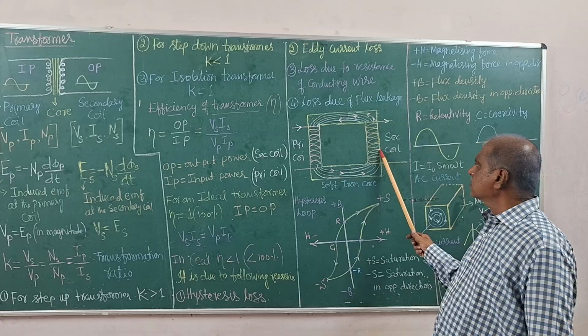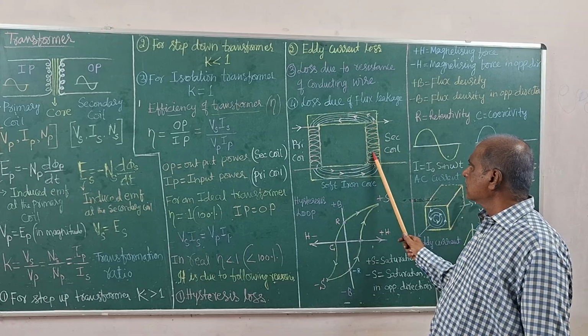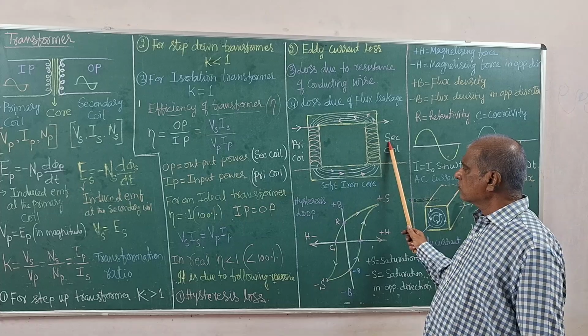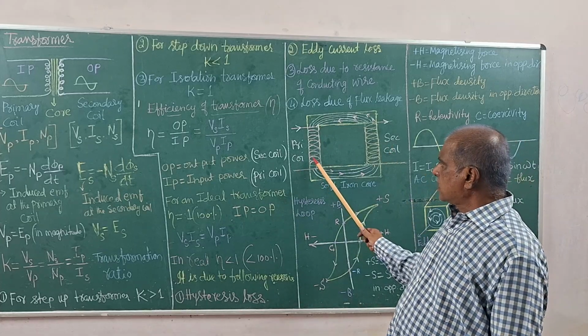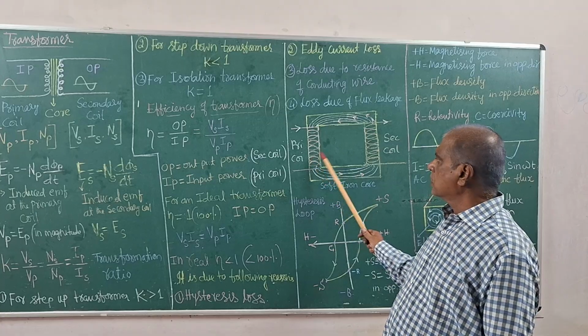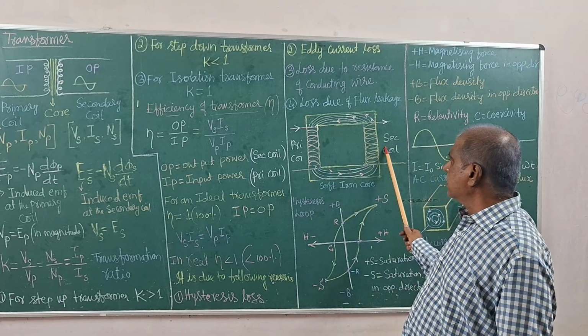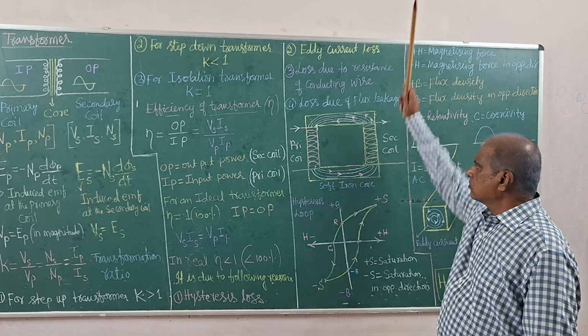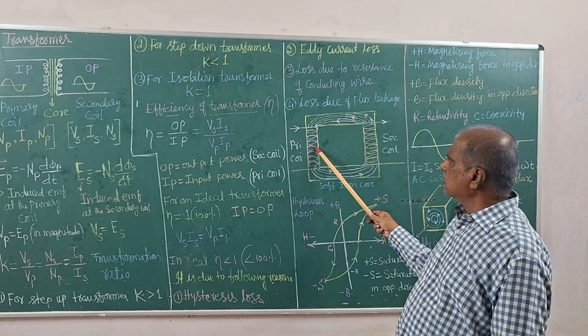On the other side, one more coil is wound with multiple turns. It is called the secondary coil. Primary means which supplies the power. Secondary means which receives the power. Now the primary coil is here.